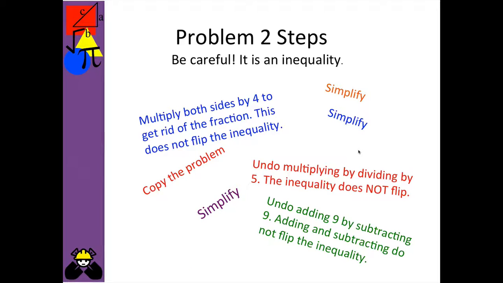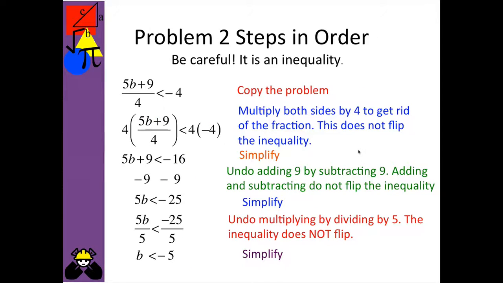Welcome back. Let's go through and see what the answers look like. First step is always to copy the problem down. On a test, if you just copy the problem down, you're going to get 1 point. Then I need to get rid of the fraction. So I'm going to multiply both sides by 4. It doesn't flip the direction of the inequality because I multiplied both sides by a positive 4. Then I simplify.